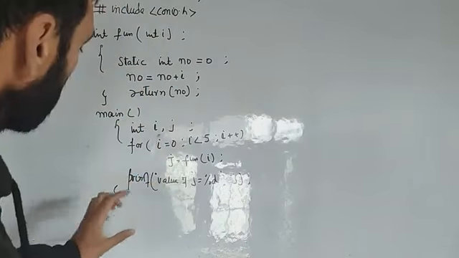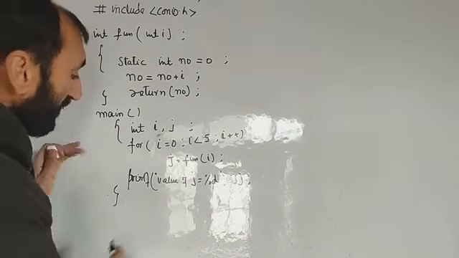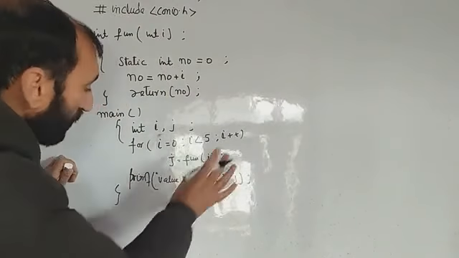That means the output of J. Actually, here we are going to see what would be the output of the J.